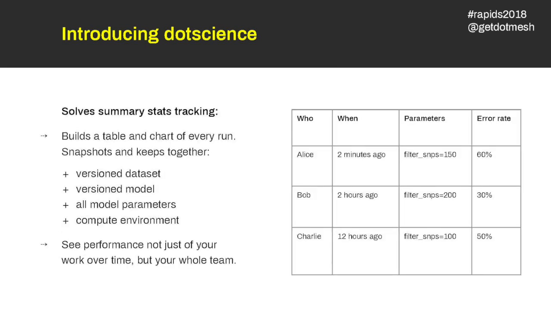It also solves this summary statistics tracking. So it builds this table and it builds a chart, which I'll show you, of every run that generates some error rate as a function of the parameters, for example. And it keeps together the versioned data set, the versioned model, all the model parameters, and the environment, so that you can track all of them over time.